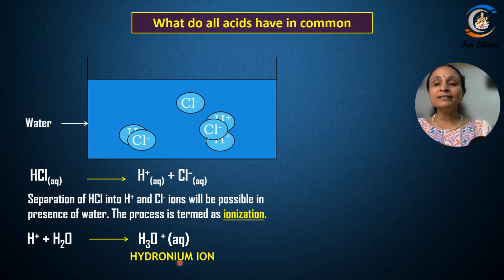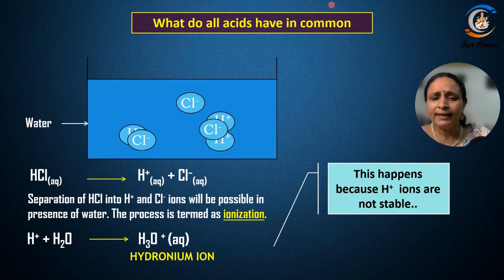So now the researchers say that it is not only the H plus ion which gives you the acidic property, it is because of the hydronium ion. Hydronium ion is H plus plus H2O. This is H3O plus in the aqueous solution. Actually, why should the hydronium ion be formed? Because this H plus ion is not stable, but the hydronium ion is stable.